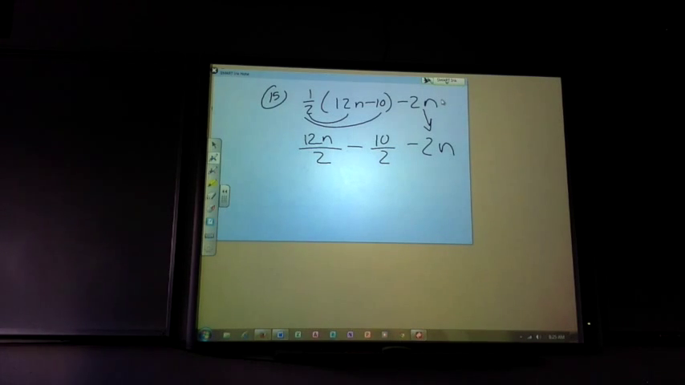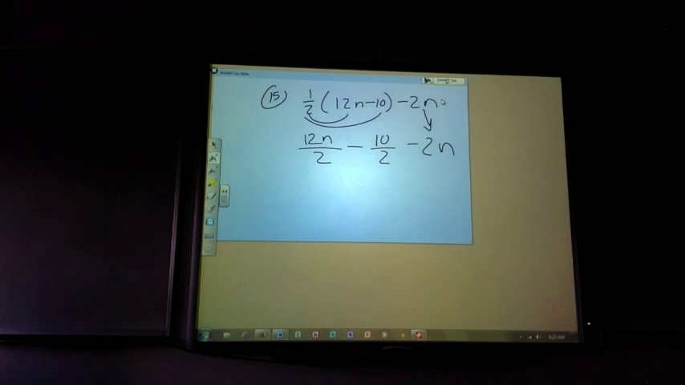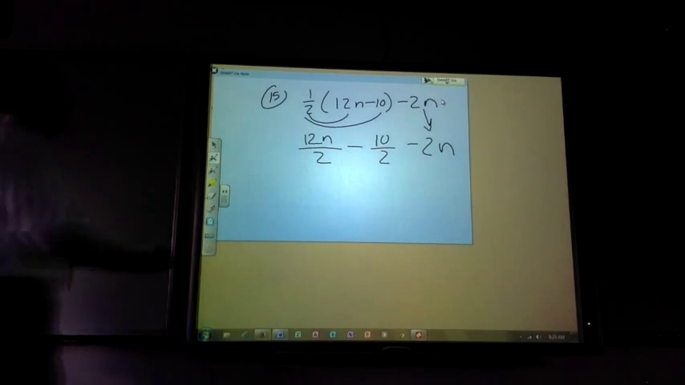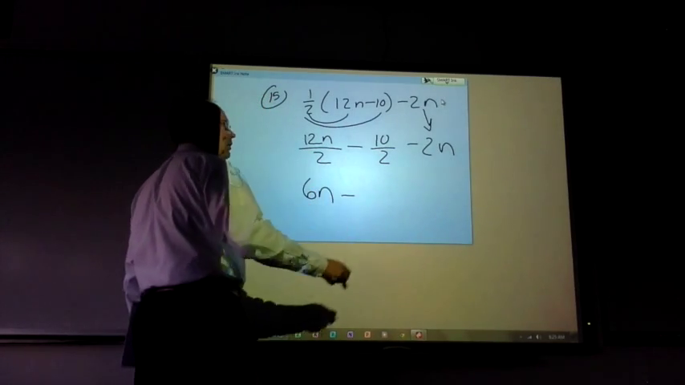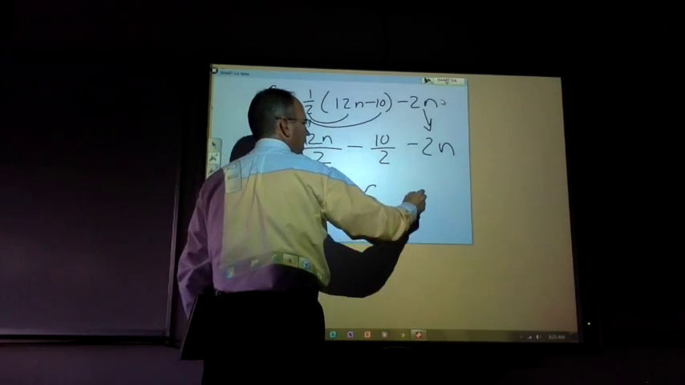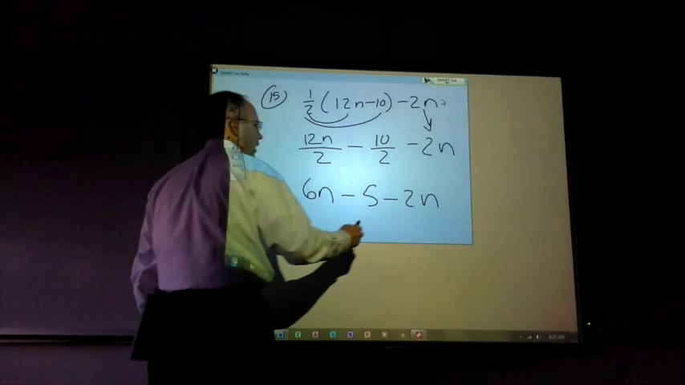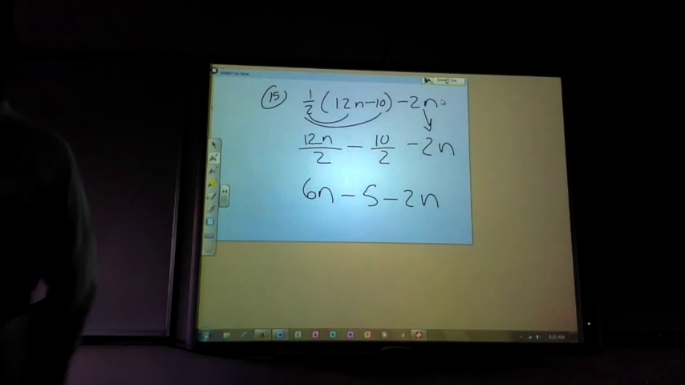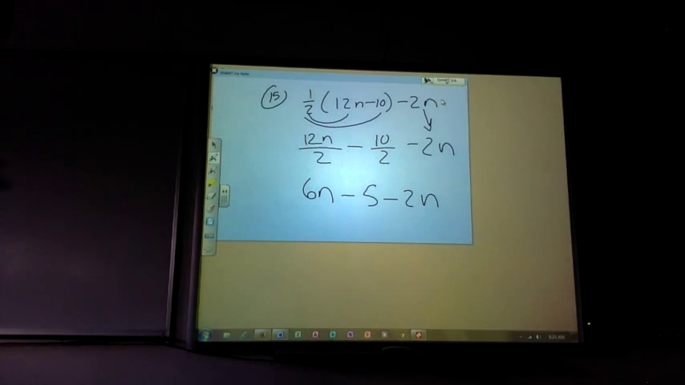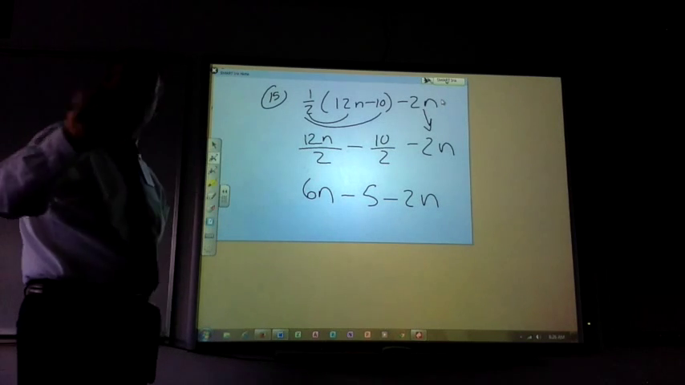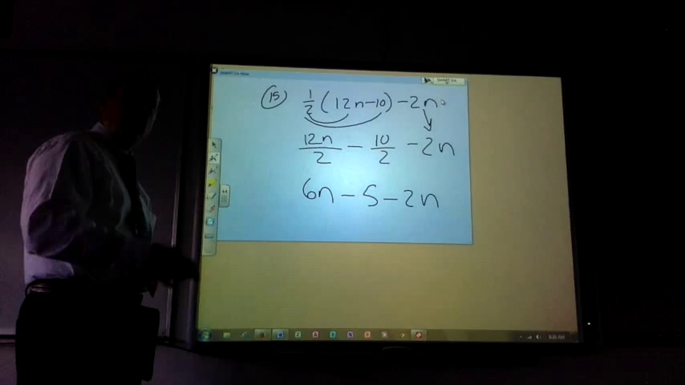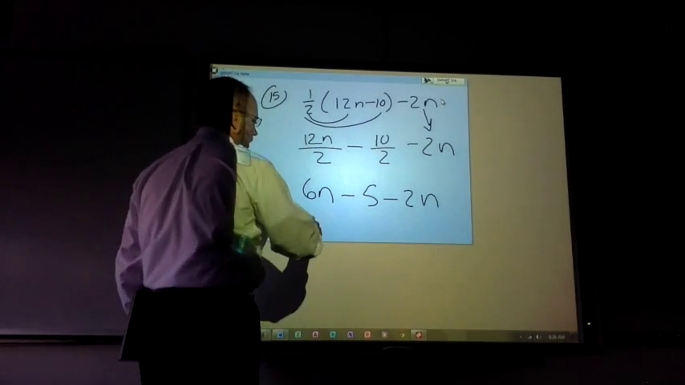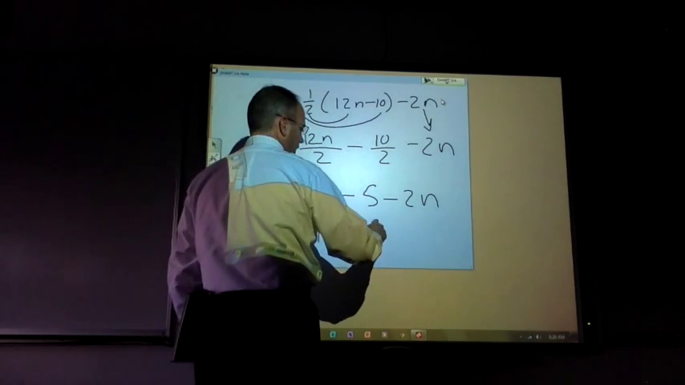I can reduce 12n over 2 to what? 6n. Subtraction stays as is. 10 over 2 is 5. And then bring down the minus 2n. What are my like terms? 6n and the 2n. So 6n and subtracting 2n. I have 6n in my pocket. Something costs 2n. How much do I have left? 4n. Minus 5. There's that.